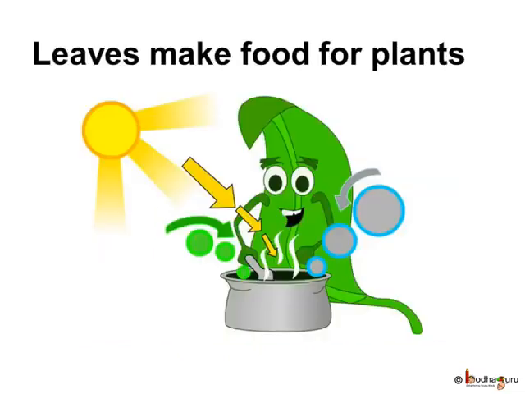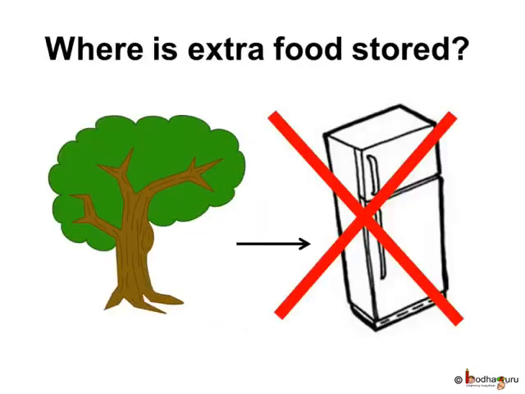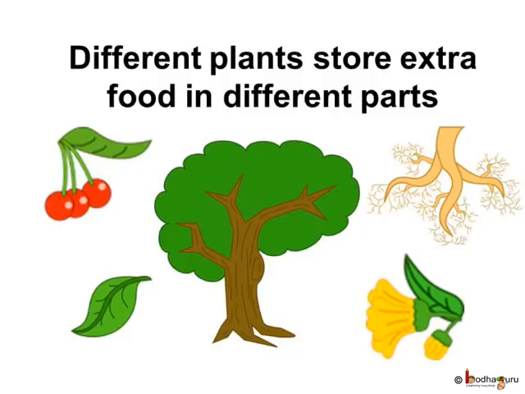We know the green plants make their own food. Some food is used by them for their own growth. But what happens to the extra food left behind? Plants don't have refrigerators like us to store their food. So what do they do with that extra food? Different plants store the extra food in different parts of them.